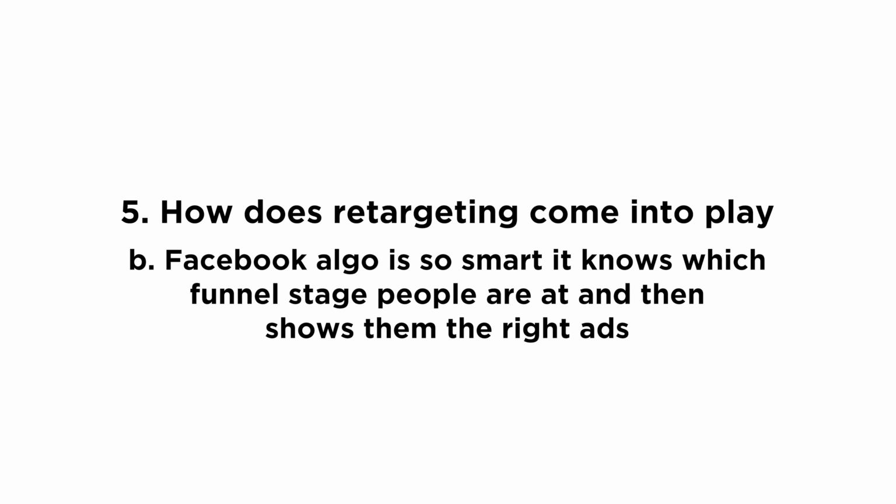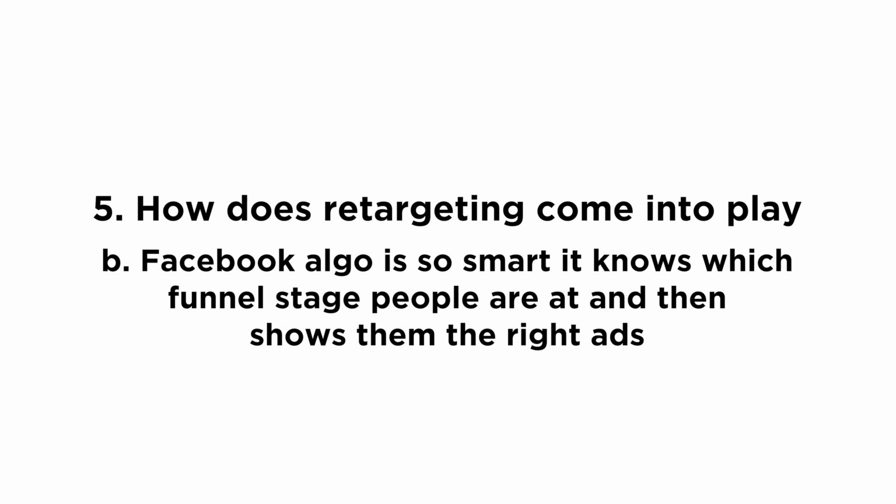And the Facebook algorithm is so smart, it knows which funnel stage people are at and then shows them the right ads. So 2 things about that point, because I think it's super important. First of all, the Facebook algorithm has trillions of data points when it comes to people. Facebook knows if a person has clicked on an ad from you, and they know if they are considering buying your brand. So instead of wasting money on retargeting, you just basically let Facebook do the work for you and have them show retargeting ads to people where Facebook thinks it's the correct way, right?